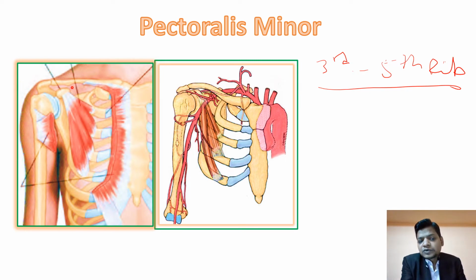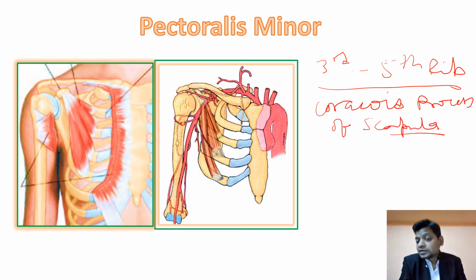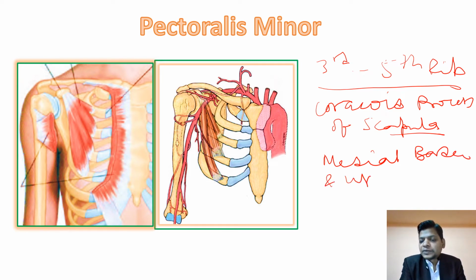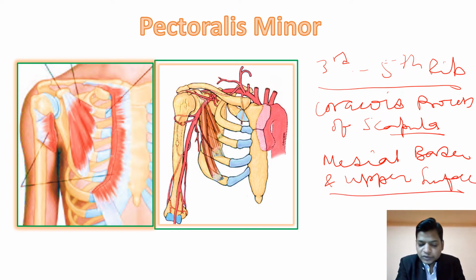This is the coracoid process of scapula. It originates from the ribs and goes to insert on the coracoid process of scapula. Which part of the coracoid process? The medial border and upper surface. It is going to insert on the medial border and upper surface of the coracoid process of scapula.